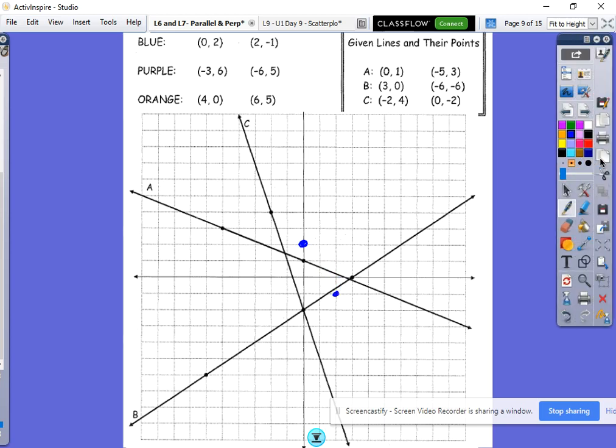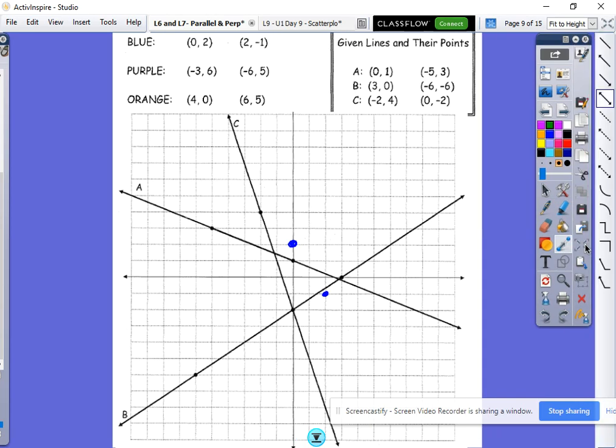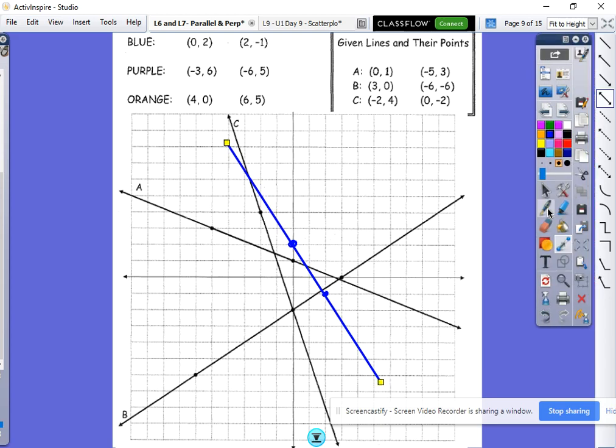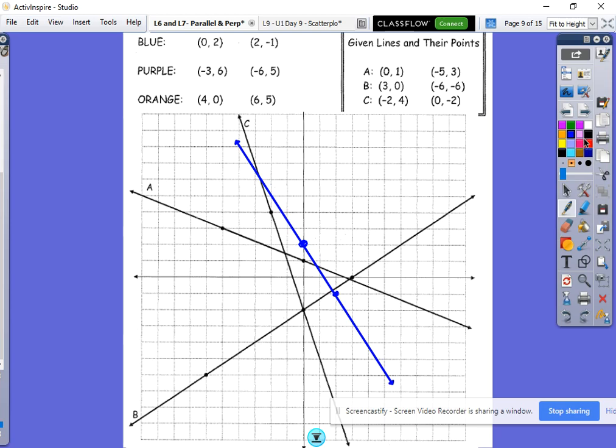All right. So to go ahead and sketch the line that goes through those 2 points, sketch the line that goes through those 2 points as accurately as you can. I get to cheat a little bit by using my tool. Okay, so I've got my blue line there. Now let's go ahead and graph the purple line.